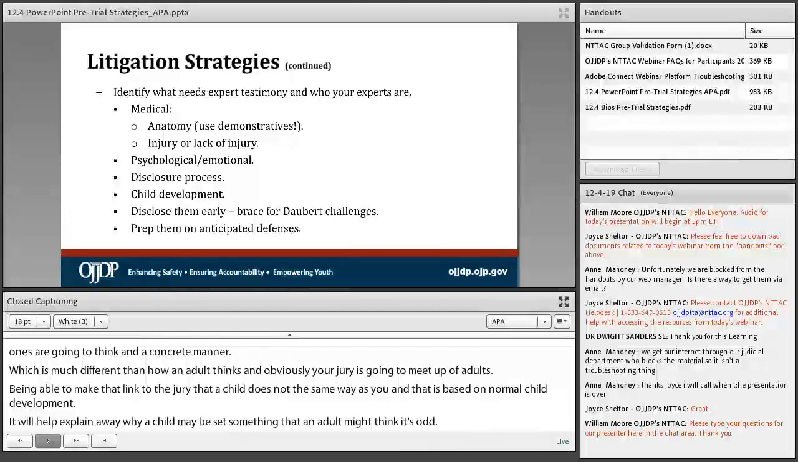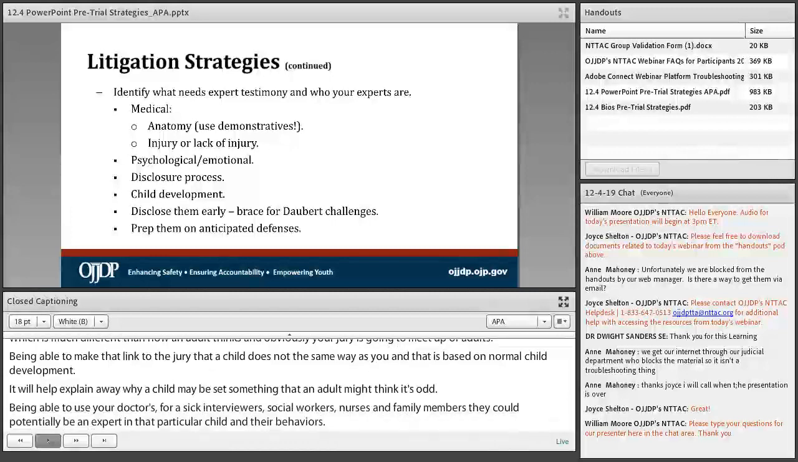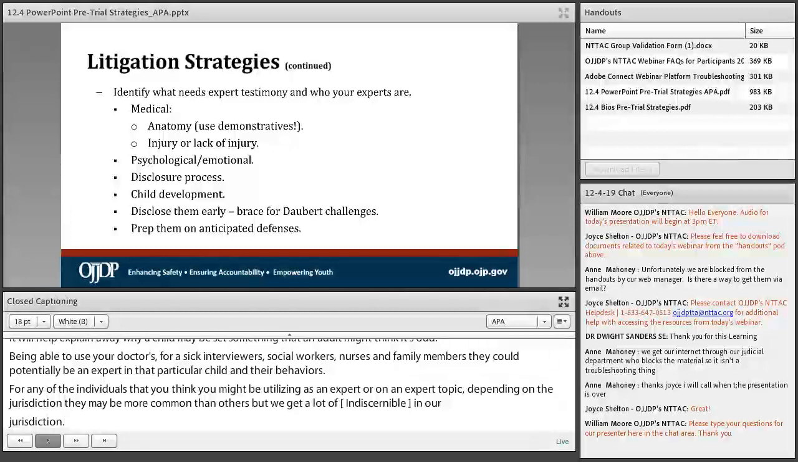And for any of the individuals that you think you might be utilizing as an expert on an expert topic, brace them for a Daubert challenge. Depending on your jurisdiction, those might be a little bit more common than others, but we get a lot of Daubert challenges in our jurisdiction. Not a whole lot of them are successful, but we usually have to go through the process of showing the court that the person we've designated as an expert is in fact an expert in the field for which they are going to be testifying about.